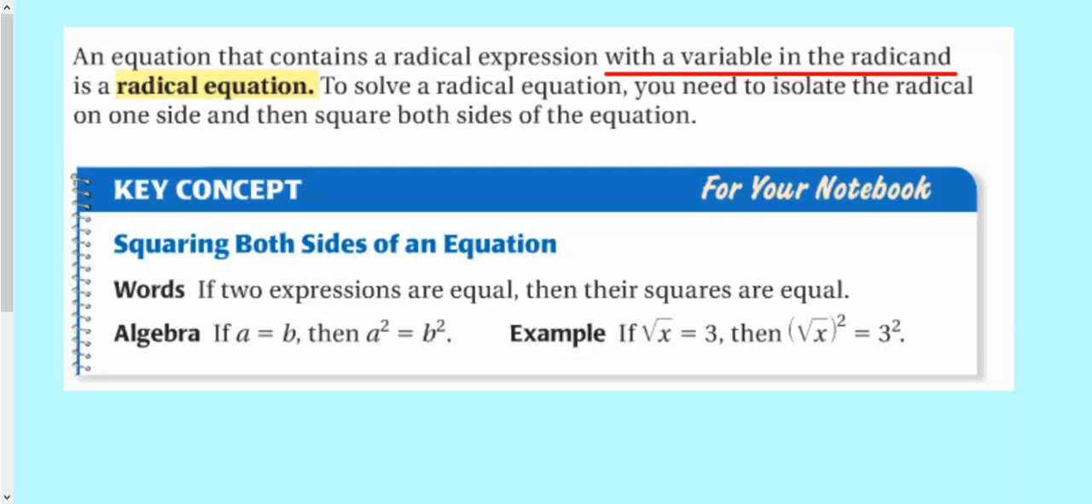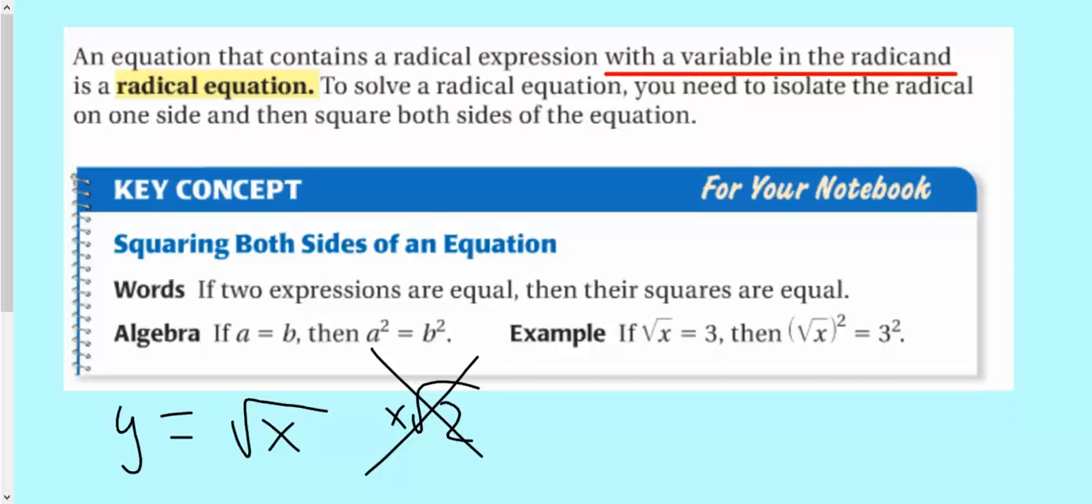This is a fun section about solving equations, and what we're going to be doing is squaring both sides. A radical equation is an equation with a variable in the radicand, so it has to be the square root. Something like the square root of x is an example of a radical equation. The variable is underneath the square root. So it's not like this, x root 2. This would not be an example because the x is not underneath the square root.